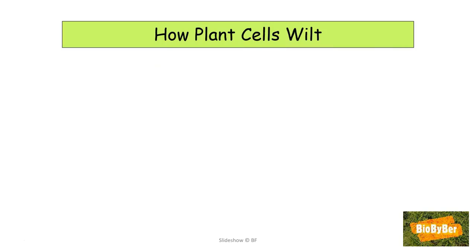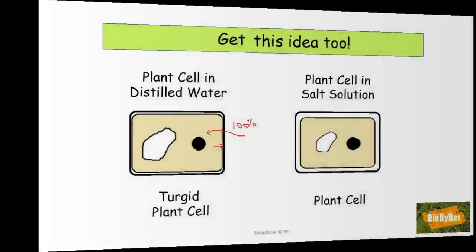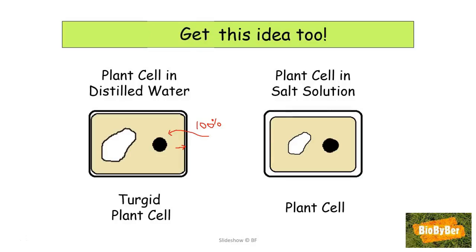How do plant cells wilt? Again, to understand this idea a little better, let's revise what we have already learned in another video. What will happen if the plant cell is in a salt solution? Well, what do we need to have here again? We need to have a difference in water concentrations. This time, the water concentration is 90% inside because cytoplasm is 90% water.